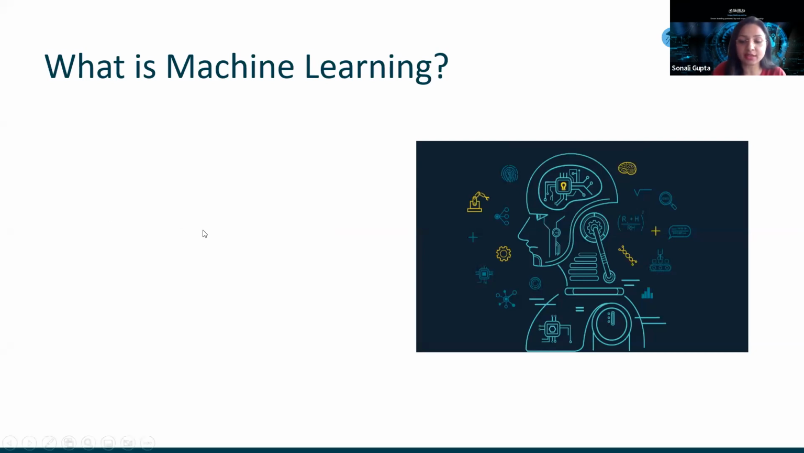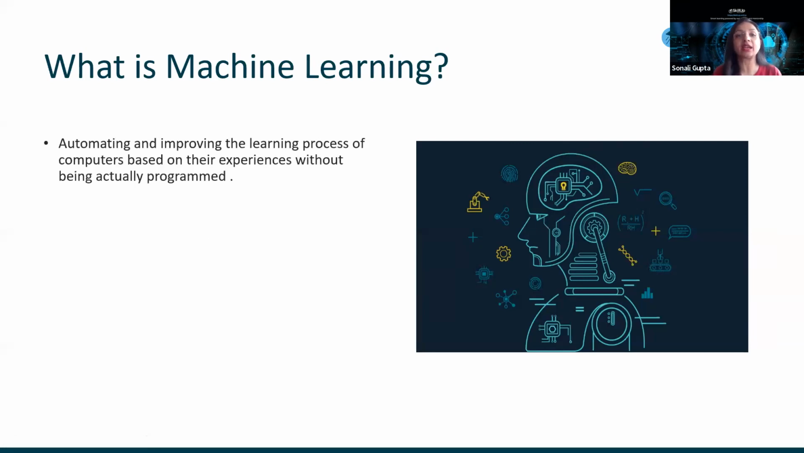Okay, so coming back, what is machine learning? Automating and improving the learning process of computers based on experience without being explicitly programmed. What do we do otherwise? We program in a language. But now, based on the programming and the learning within a machine, if it can perform the functions by itself, this is what machine learning does. Again, there are two types of machine learning, supervised and unsupervised, right?